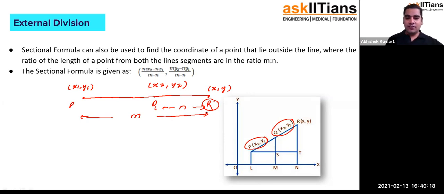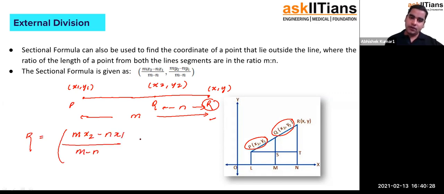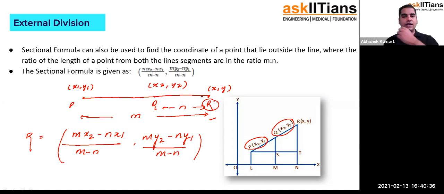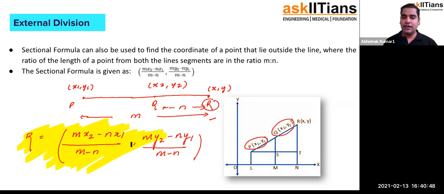So here, the coordinates of point R would be given by mx2 minus nx1 over m minus n, comma my2 minus ny1 by m minus n. These are the coordinates of point R, which is dividing the line joining P and Q externally in the ratio m:n. The only change would be in the sign. The positive sign that we had in the case of internal division is going to be replaced by a negative sign. No other change will be there.